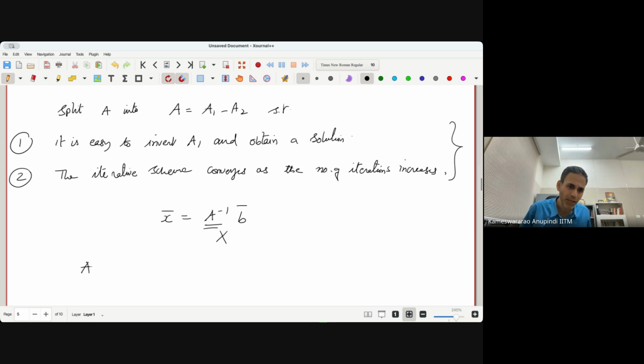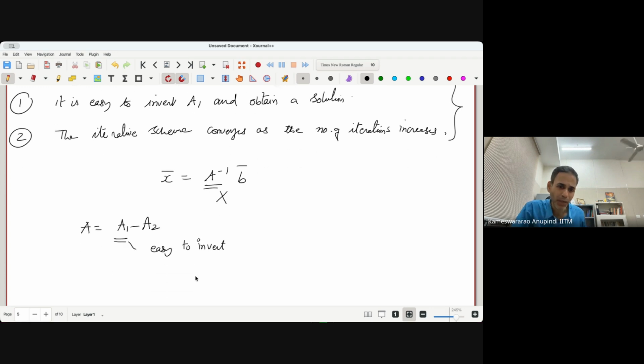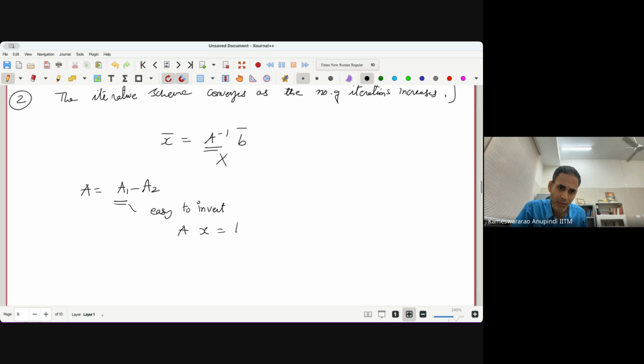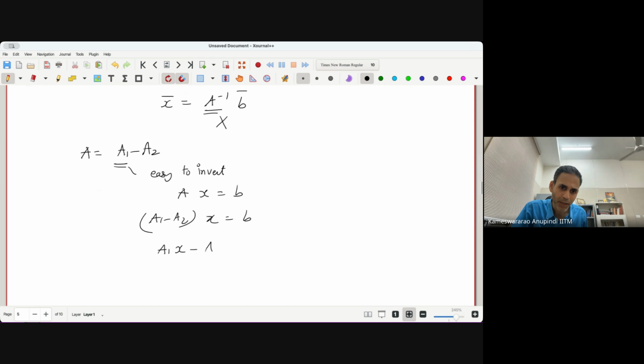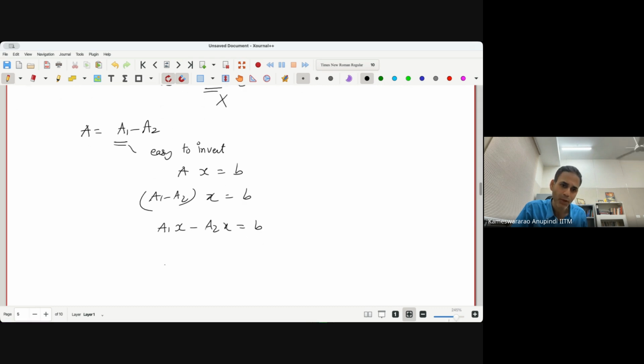Rather, we want to split A into two matrices, as a difference of two different matrices, A1 minus A2, in which A1 is very easy to invert. That is what we want to invert, and then we apply an iterative scheme which will eventually give us a solution. So I write Ax equal to b, with A written as A1 minus A2, times x equals b. Multiplying the matrix with the vector, A1x minus A2x equals b. Then A1x equals A2x plus b. Let me call this equation 1.